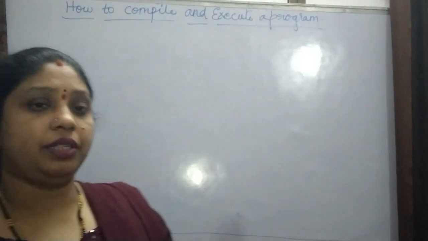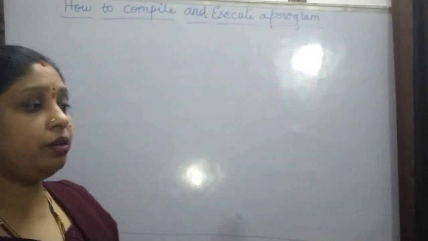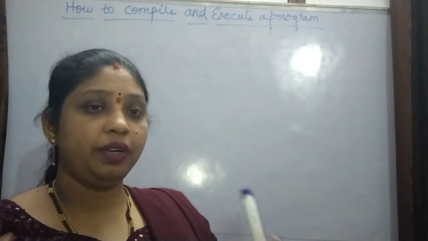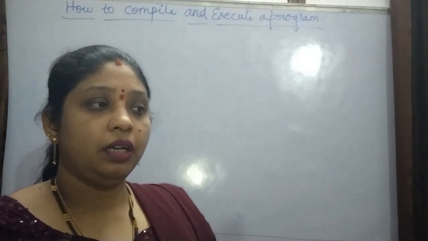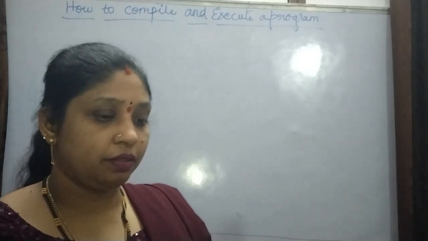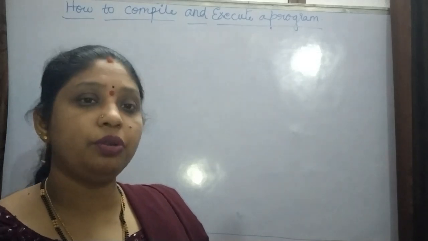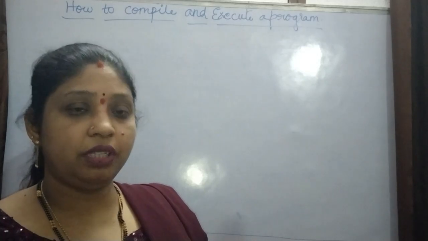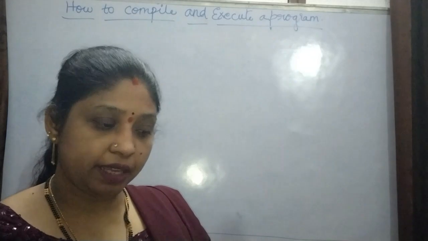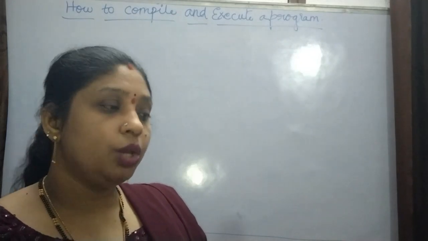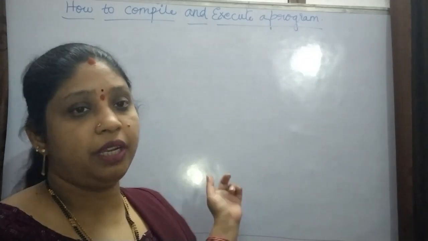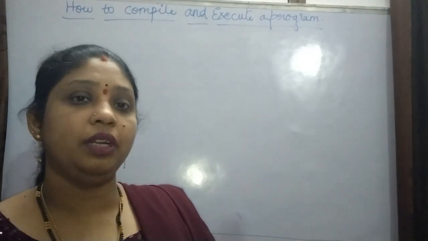Now first, when you think that you have written a program, how will you write a program? You will write a program in English, that is a high level language. Before that, in C language, if you want to write a program, you have to first install the C language software. For beginners, you have to use Turbo C. Based on that, I am explaining today the compilation and execution of that program.